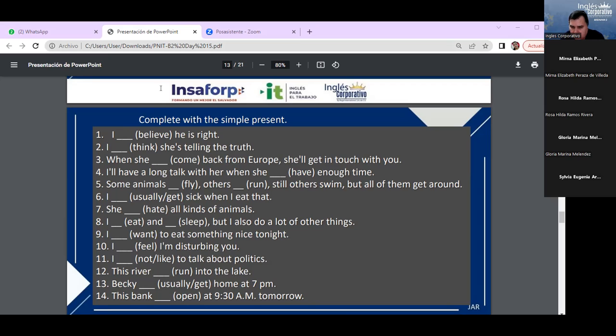I think she's telling the truth. Y la tres sería, when she comes. Come. When she comes back from Europe. She comes back from Europe. Y es que al chiquito el espacio no se puede escribir, ¿no? No, orally. Solo díganlo, no es necesario que lo escriban. I have a long talk with her.